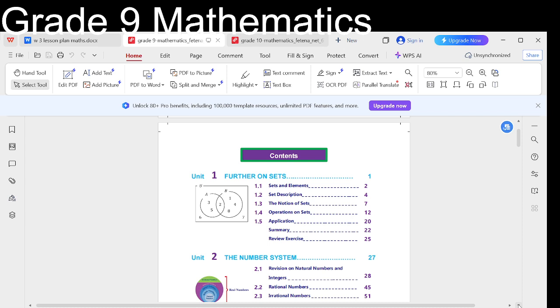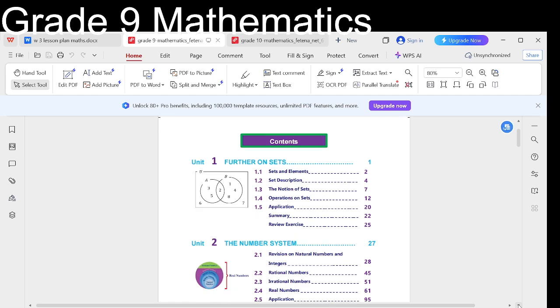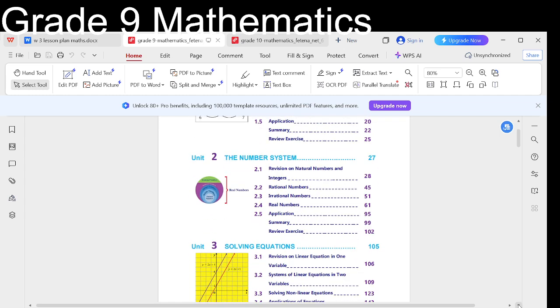The other thing is the notion of sets, and under 1.4 we operate on sets. We use intersection between them, we use complement, we use the symmetric difference, and different ways of operations as we go through it. And the last subsection is how we apply sets in real life. That's all, and we try to summarize, and after that we revise different types of exercises under this unit.